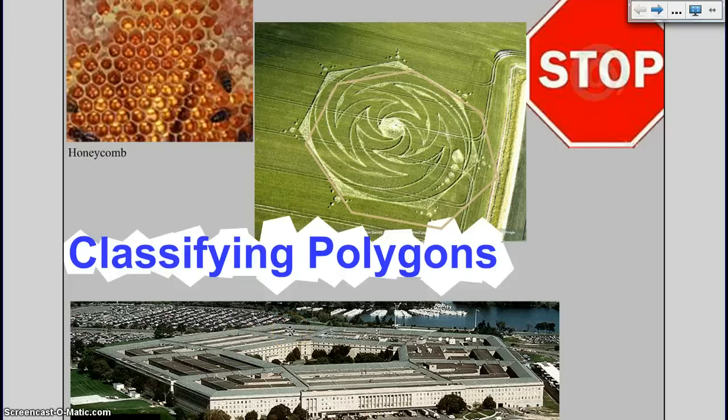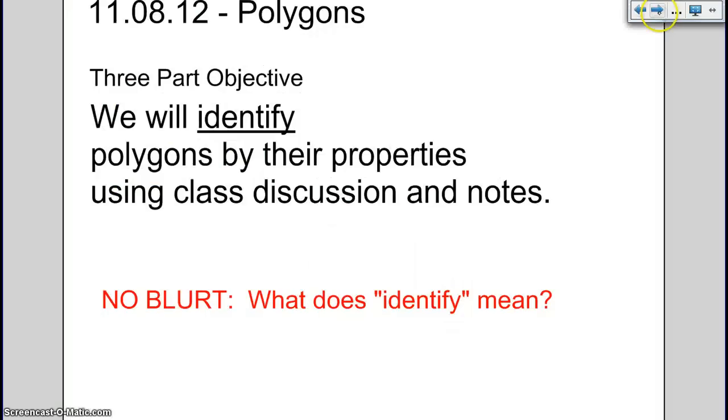Today let's talk about classifying polygons. Polygons are stuff you talked about in middle school. We're just going to remind you what they are, how to classify them, and what to do with them. In this objective, we will identify polygons by their properties using class discussion and notes.